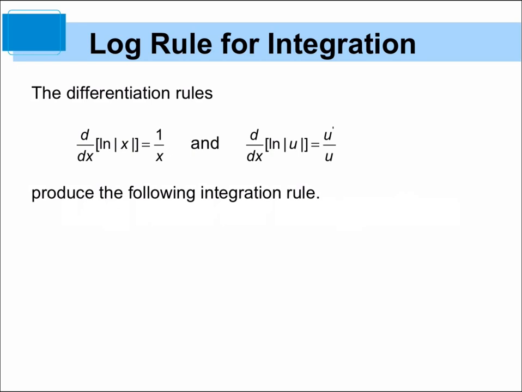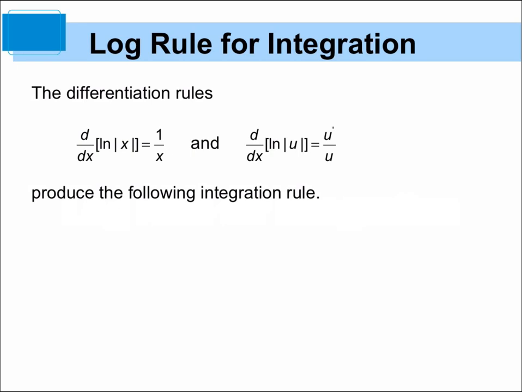So we talked about taking the integral of 1 over x, and we got the natural log of x. So now we're going to go the other way. If you take the derivative of the natural log of x, you get 1 over x. And then remember this rule here, u prime over u. You could forget about the left-hand side. If you just remember the right-hand side, you'll be good to go.